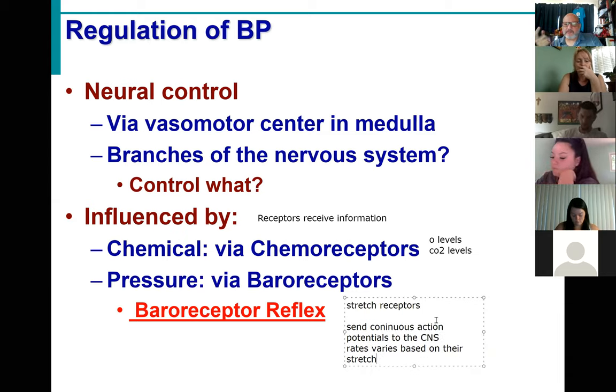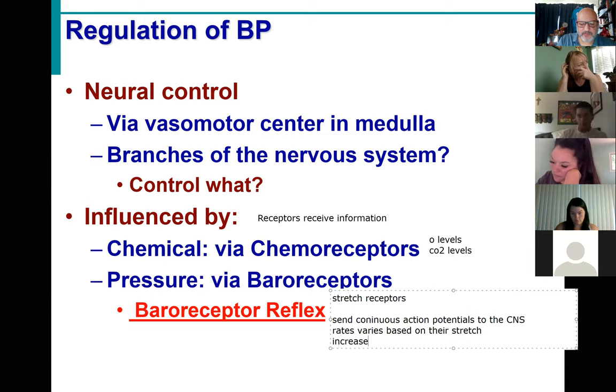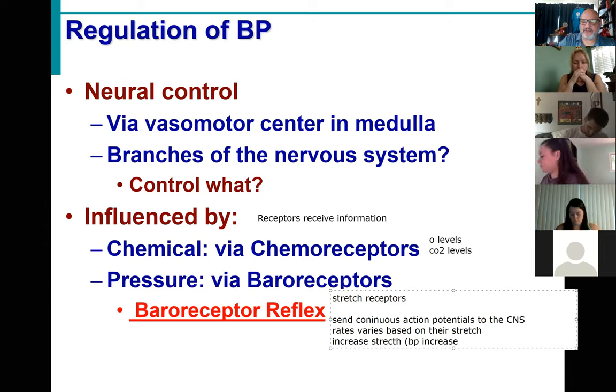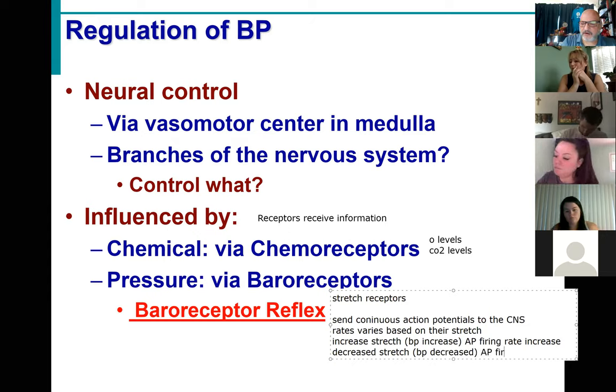When the stretch goes up, and let's spread this out a little bit so I have a little bit more room to write. An increased stretch. And that increased stretch would be in response to what type of a change in blood pressure? Increase. All right. So if blood pressure increases, that causes the baroreceptor to stretch more, and the AP firing rate increases. Conversely, if there's a decreased stretch, that would, of course, indicate that blood pressure decreased and the action potential firing rate would decrease.